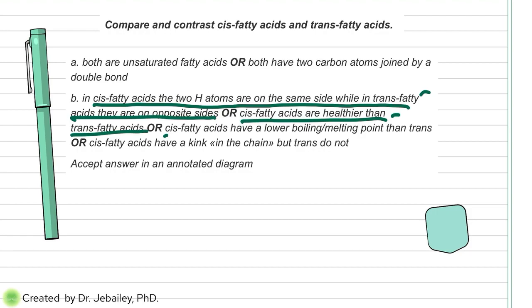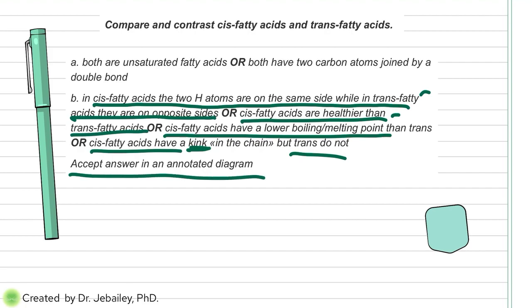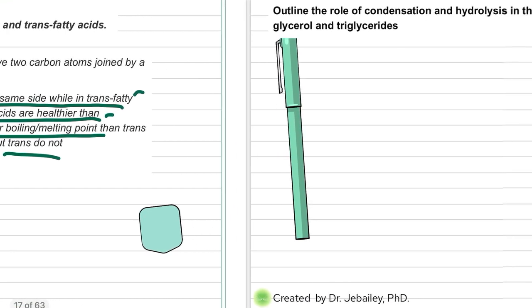You also know that cis has a lower melting point compared to the trans, and of course cis has a kink, which means more like a bending going on compared to trans. And here, accept annotated diagram. Again, drawing is very important.